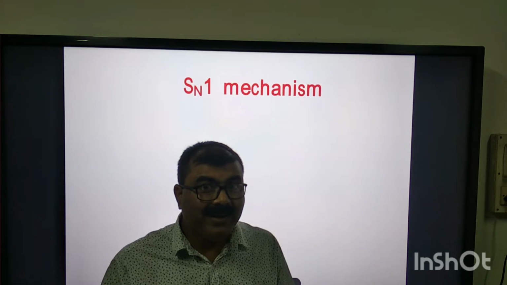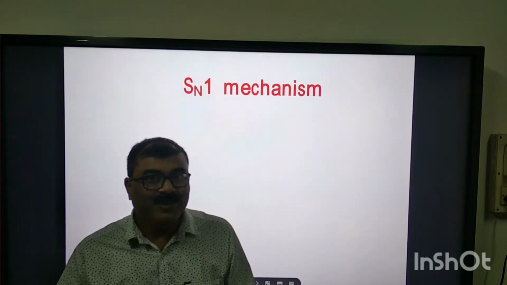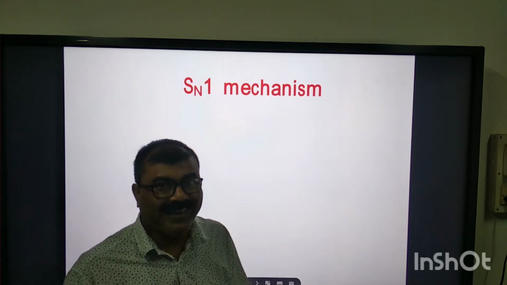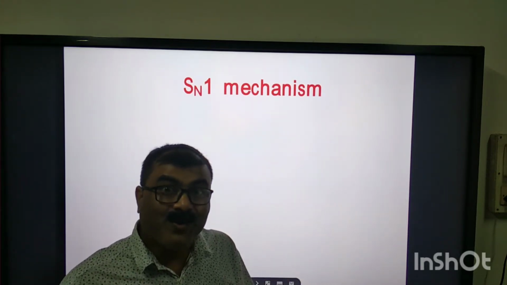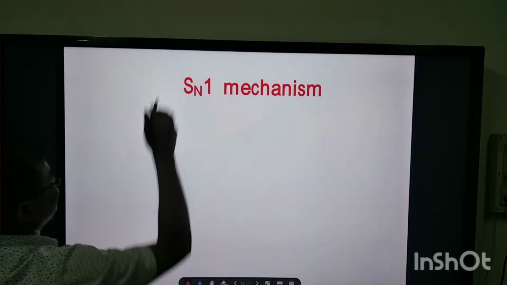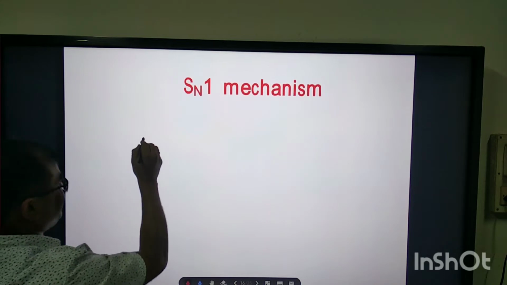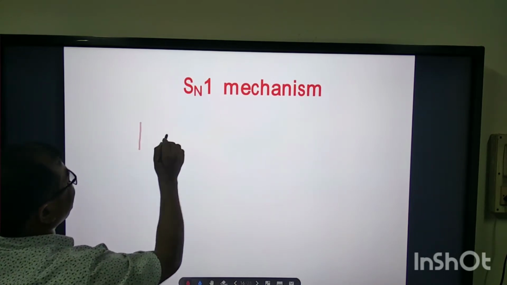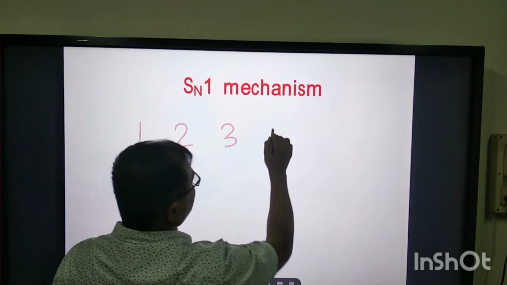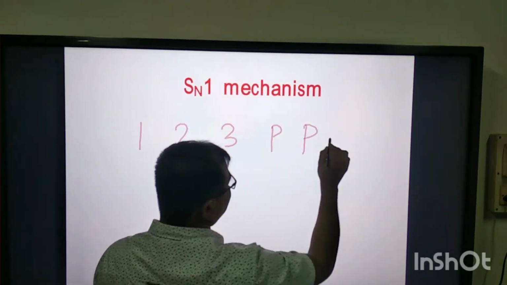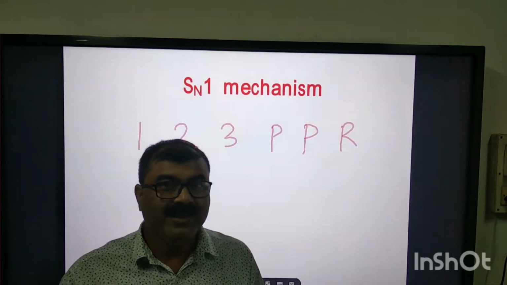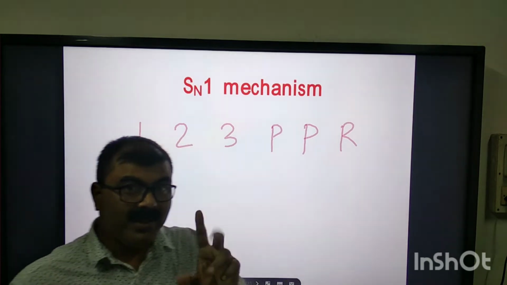But before writing the SN1 mechanism, today I am going to give you a very important trick. That is, you can say, a password to open the SN1 file. What is that? You remember: 1, 2, 3, PPR. What I said? 1, 2, 3, PPR. So what is the meaning of that?